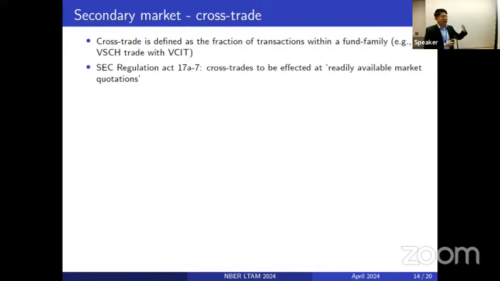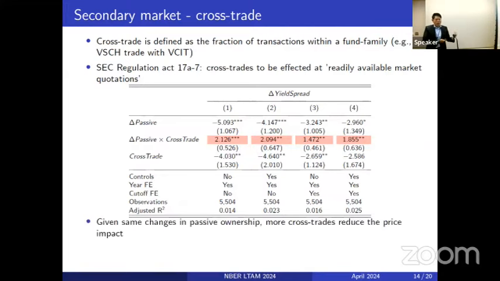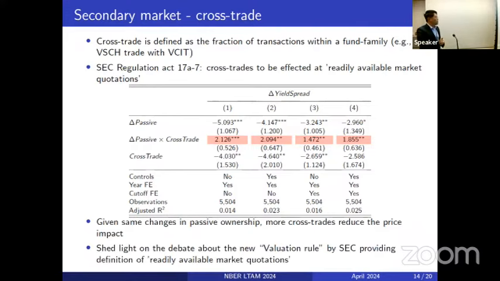So as long as they can get an independent third-party price, they can execute the cross trade. And here we are interested in, given the same amount of passive fund demand, passive fund ownership change, how does the cross trade affect the price effect? So here we are interested in the interaction term, and the coefficient for the interaction term is significantly positive. So the interpretation is that given the same change of passive ownership, having more cross trade will reduce the price impact. We believe this result is very interesting because this sheds light on the new valuation regulation by the SEC.